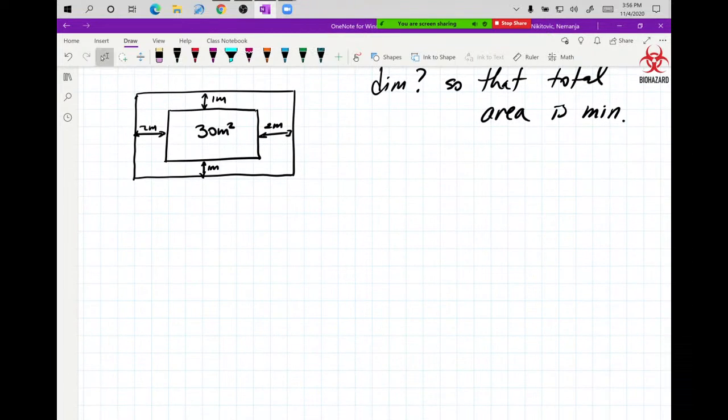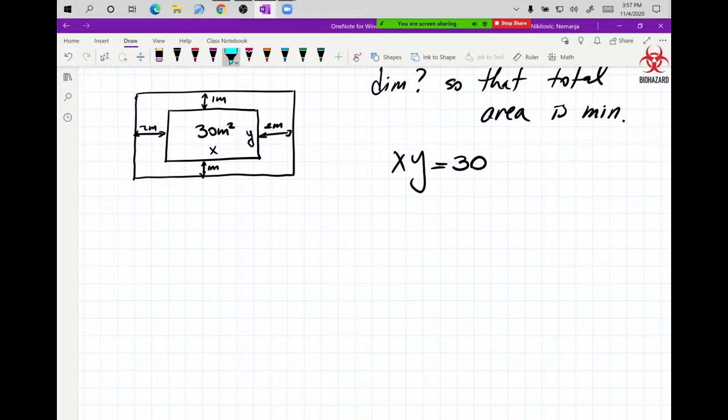So, what do we do here? Well, I don't know what my x and y are in the middle for where the pool is, or the flower garden, whatever. But that gives me a constraint, because I know that the area of that rectangle in the middle maybe works out to be a square, I don't know. But that rectangle in the middle is going to have x times y equal to 30.